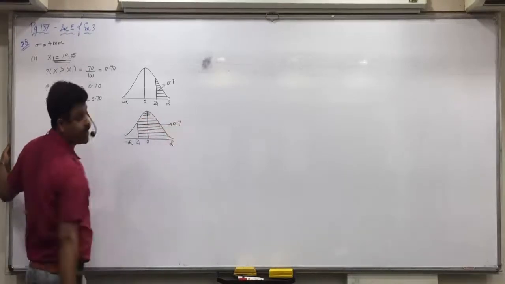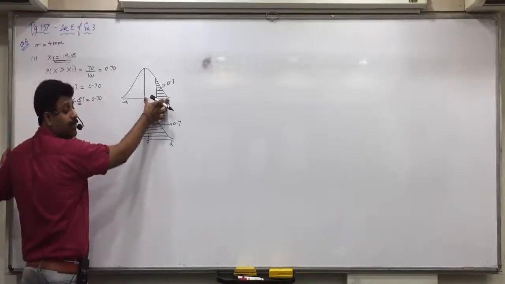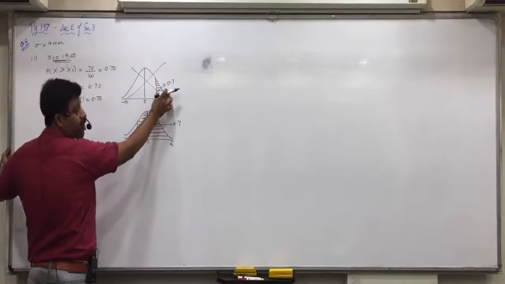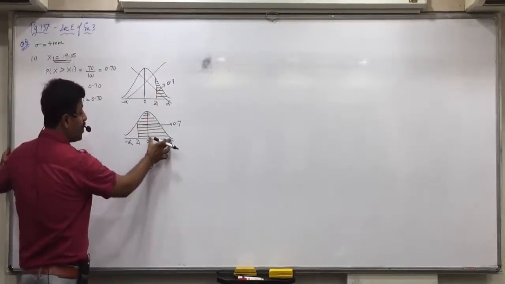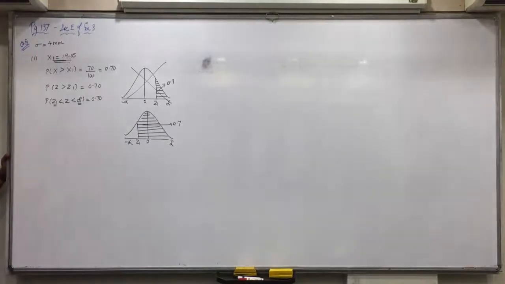Further, which one is right? Second is right, because if this is 0.5, this should be less than 0.5, which is wrong. But if this is 0.5, then the sum of two areas should be more than 0.5, so 0.7 is right. Did you understand this? Yes, sir.